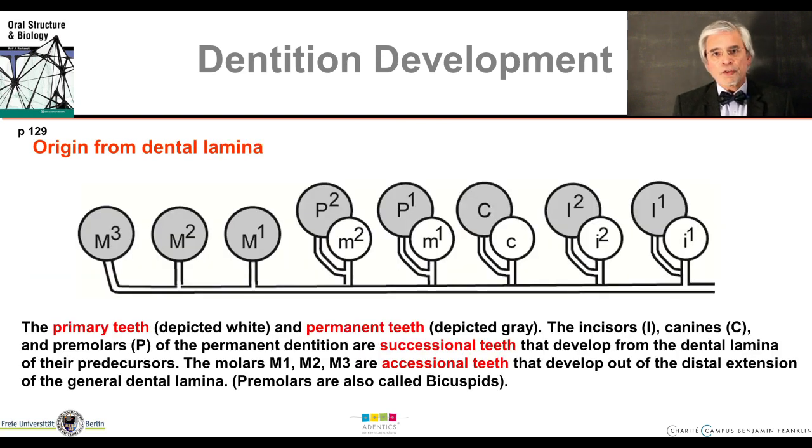And here in this scheme, it may become clearer now. I have distinguished the white milk teeth from the permanent teeth depicted in gray. Well, this is only a scheme, indicating the dental primordia. And now you can see that the incisors, the canines and the premolars, also called bicuspids, arise from the dental lamina of the preceding milk teeth. The first, second, and third molars, on the other hand, originate from the distal extension of the general dental lamina, and accordingly they have no predecessor.